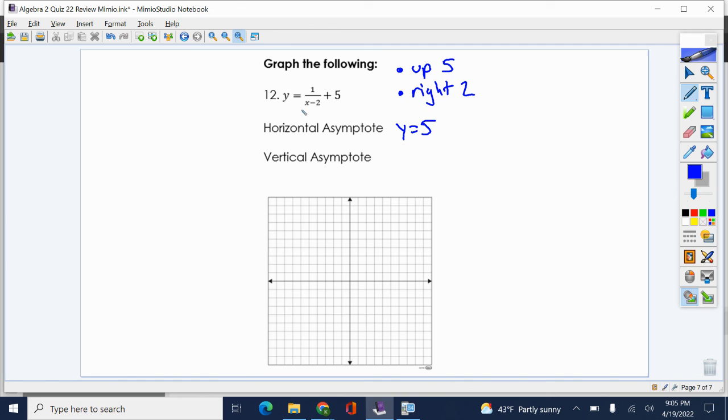The vertical asymptote, denominator, basically solve it. X minus 2 is 0. X is 2. So I've got a vertical asymptote at 2. Got a horizontal at 5. 1, 2, 3. Points I used for this.